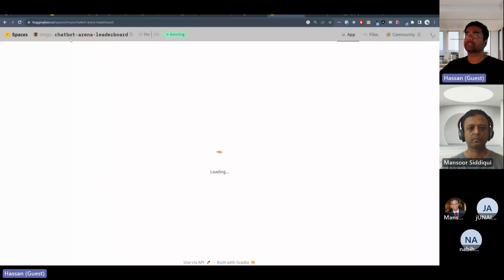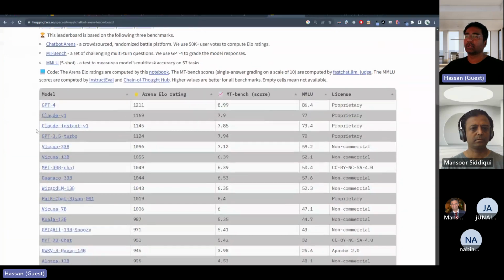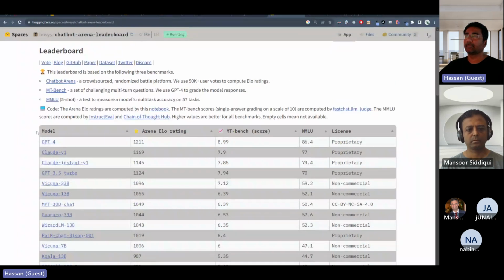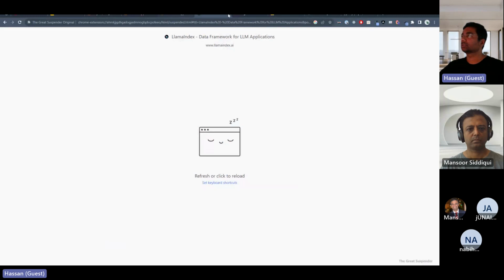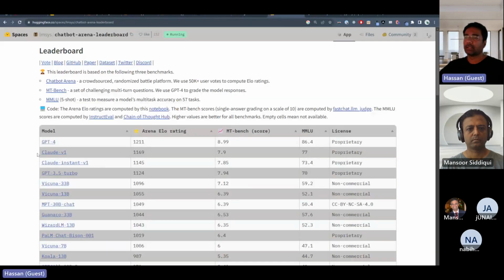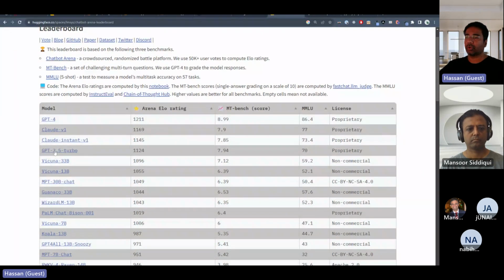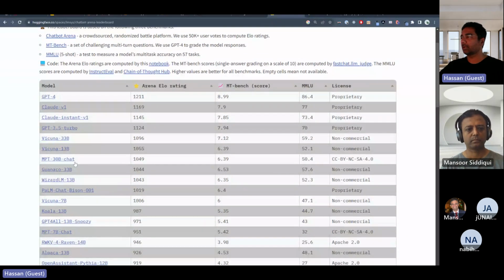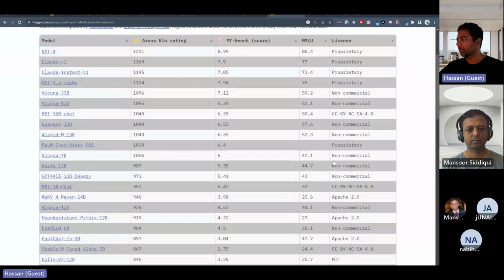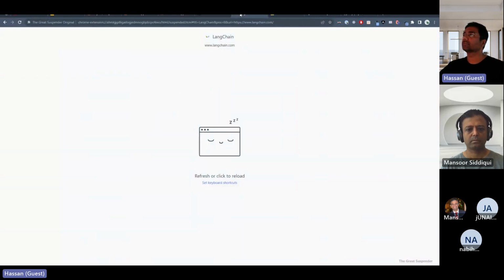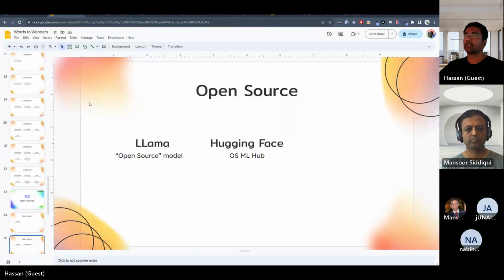Hugging Face has this chatbot arena leaderboard where they show you the current models which are performing the best. GPT-4 is at top. Then we have Claude, GPT 3.5. Vicuna is based on the Llama model, so it is a fine-tuned version of that model. MPT is developed by a company called Mosaic. At the very end here, you can see most of these are proprietary or non-commercial. And then way down, this Raven is the first one that is open source available for everyday use.